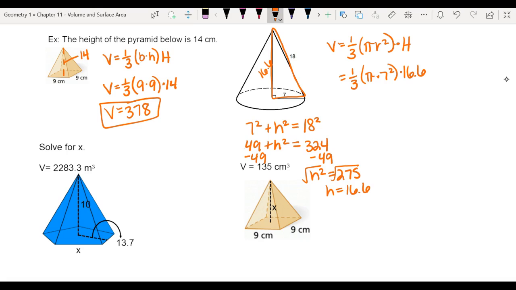And be careful of that, because it's very common for them to give you the slant height and then you have to find the regular height, or vice versa. It's very common. So we have 1/3 times, I'm going to use 3.14 for pi, times 49, because that's 7 squared, times 16.6, gets me 851.4 as my volume.